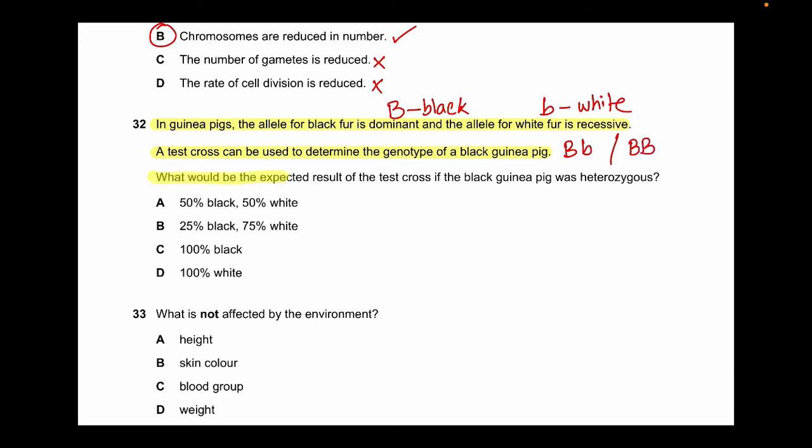What would be the expected result for the test cross if the black guinea pig was heterozygous? Well, if the black guinea pig was heterozygous, a test cross should always be performed with a homozygous recessive organism.